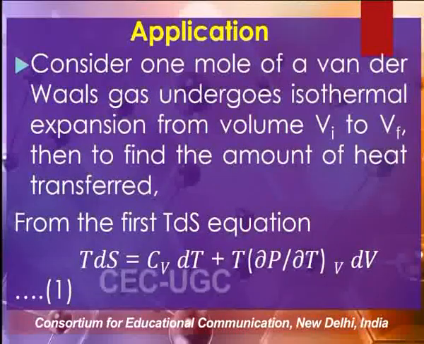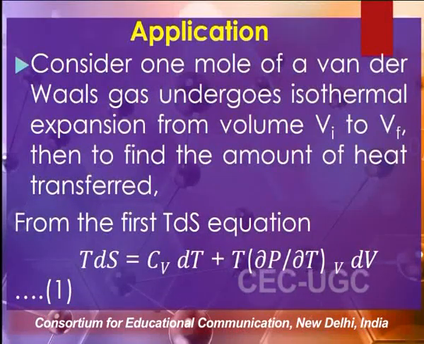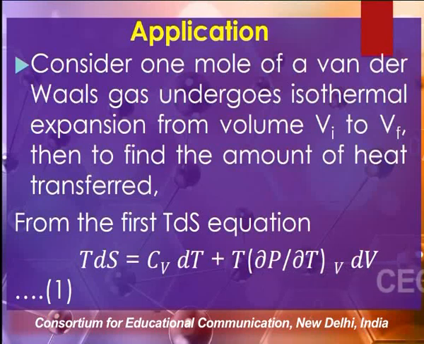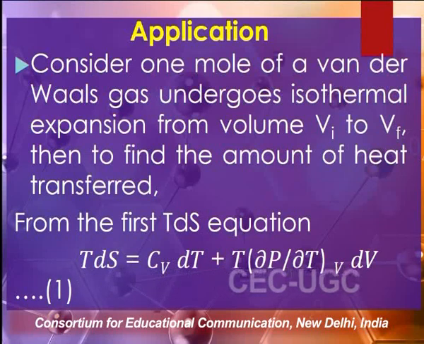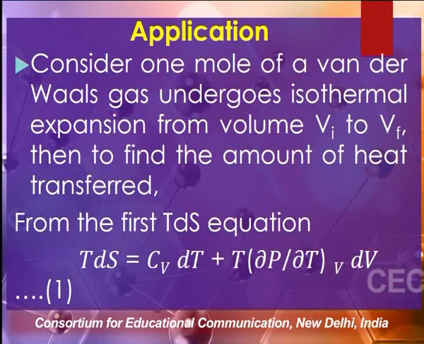Consider 1 mole of a van der Waals gas which is undergoing isothermal expansion from volume Vi to Vf. We are supposed to find out the amount of heat transferred while this gas is undergoing isothermal expansion. From the first TdS equation, as we have just seen, TdS is equal to Cv dT plus T (∂P/∂T) at constant V into dV.